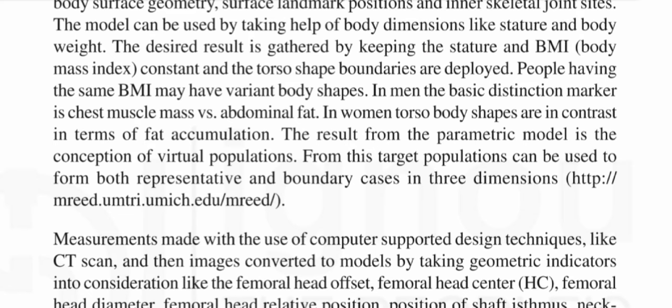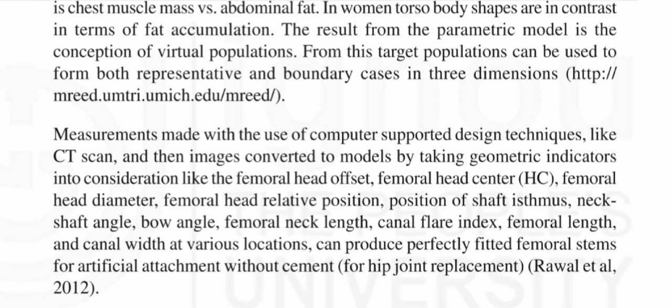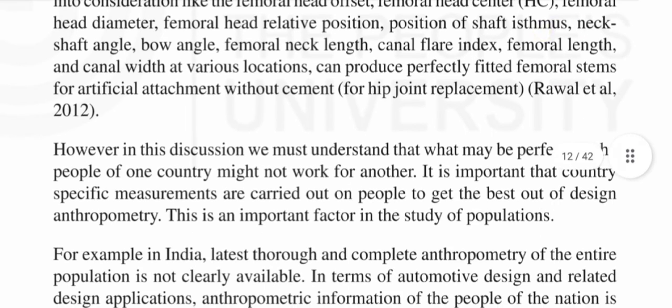Measurements made with the use of computer supported design techniques like CT scan and then images converted to models by taking geometric indicators into consideration like the femoral head offset, femoral head center HC, femoral head diameter, femoral head relative position, position of shaft isthmus, neck shaft angle, bow angle, femoral neck length, canal flare index, femoral length, and canal width at various locations can produce perfectly fitted femoral stems for artificial attachment without cement for hip joint replacement. Raval et al. 2012.